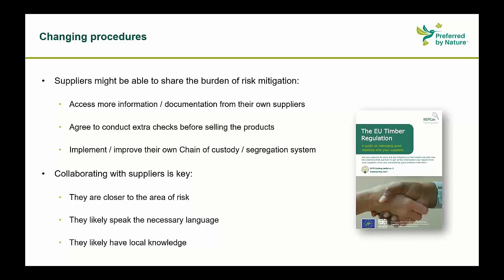So I guess the message here as well is you can't do a lot of these things without your suppliers. Collaborating with suppliers is key. They have access to the rest of the supply chain. They are potentially closer to the risk, and they will have the necessary language, skills and local knowledge to be able to help you, for example, interpreting documents, potentially even helping you with translation. So where you're looking to improve your due diligence, quite often the best place to start is supplier training and dialogue with them.